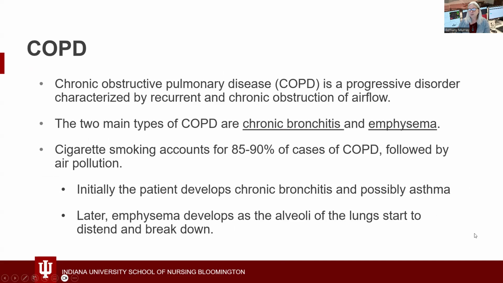Okay, so leaving asthma, talking about COPD. So COPD, chronic obstructive pulmonary disease, is a progressive disorder characterized by recurrent and chronic airflow obstruction. So there might be exacerbations where people have worsened times, but it's not like asthma where you have an asthma attack. This is a chronic deteriorating disease. Chronic COPD ends up in respiratory failure. So it is a degenerative disease for people. Once you start breaking down the alveoli in emphysema, there's no coming back from that.